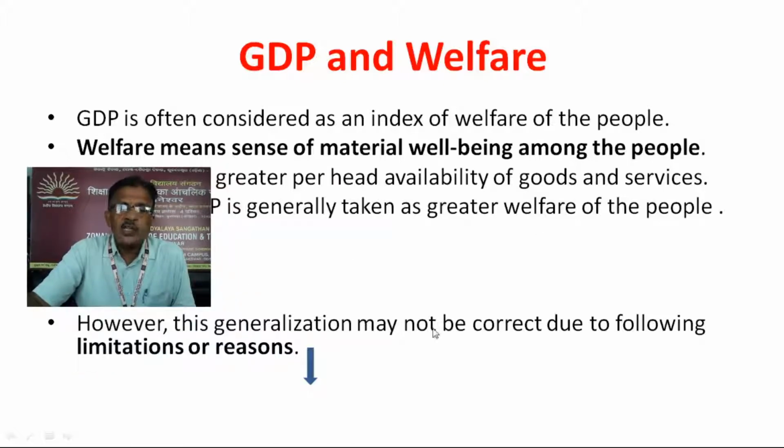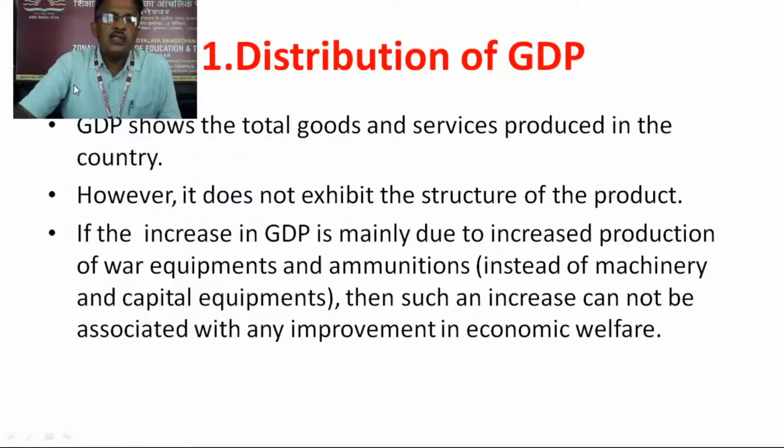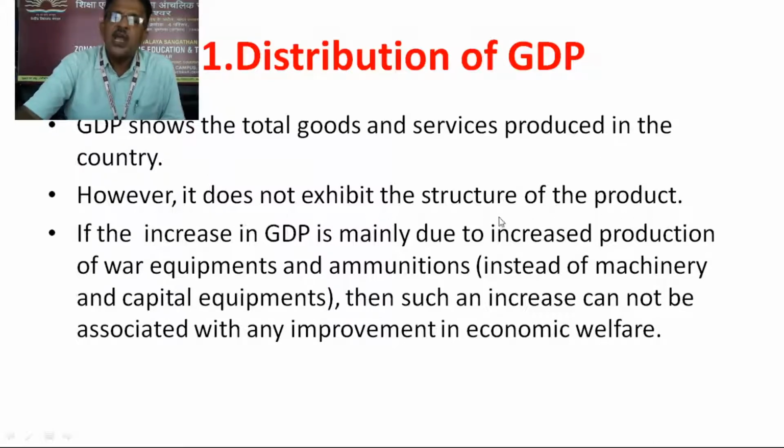However, this generalization, that GDP is a measure of welfare, may not be correct due to the following limitations or reasons. So let us see the limitations. Number one is distribution of GDP. GDP, gross domestic product, shows the total goods and services produced in the country. However, it does not exhibit the structure of the product, that means how it is constituted, that has not been exhibited.